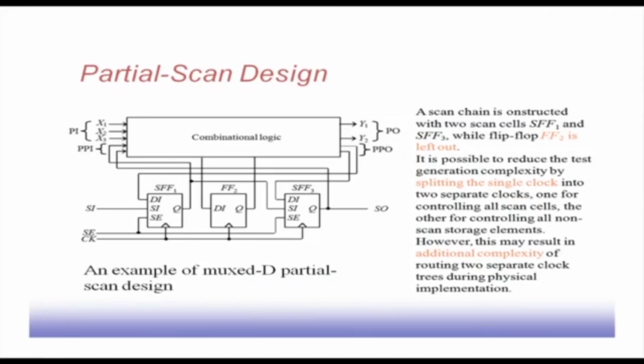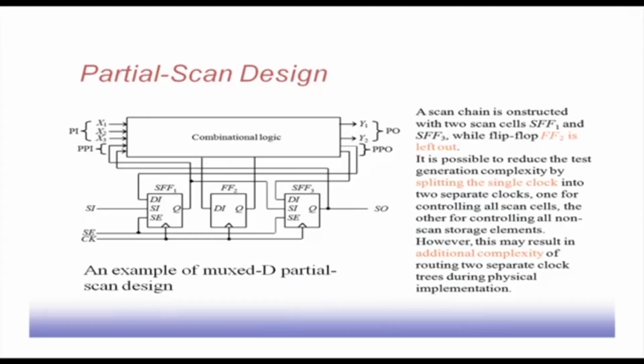However, there are problems, because if there are 2 separate clocks, then routing of the separate clock is also an issue. In this particular case we have not shown 2 separate clocks; the same clock is given to all the flip flops. But as I have already said, clock distribution for the chip itself is a problem. How do you distribute the clock? If you have more clocks, then the distribution becomes more complex.